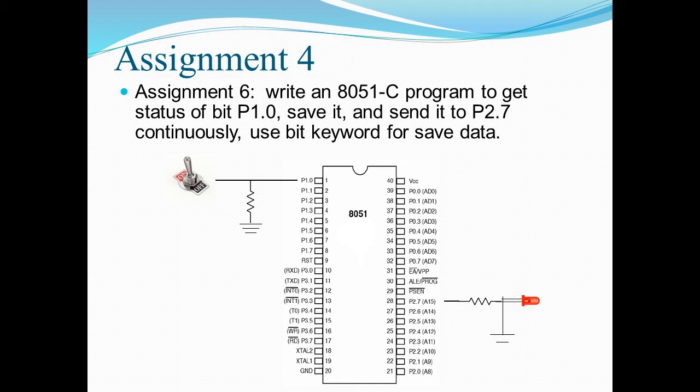You can imagine a system in which we have connected a switch to port number 1, line number 0, and we have connected an LED at port number 2, line number 7. We have to read the status of the switch, store that, and then send it to the LED. So whenever the switch is on, the LED will be on, and whenever the switch is off, the LED will be off. Let us write a program for assignment number 4.